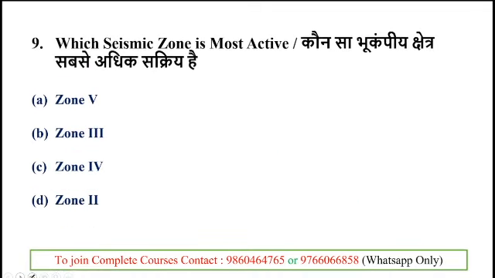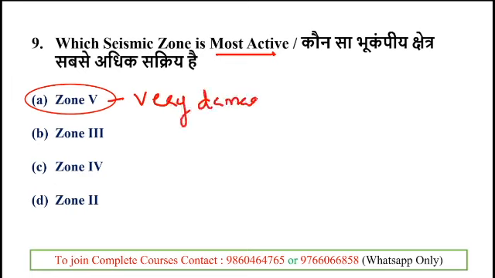Then next question, which seismic zone is most active? This is the case of the most active seismic zone, or very damaged zone, very high damage risk zone, that is the fifth zone. The last zone, this is the very damage causing or damage risk zone.